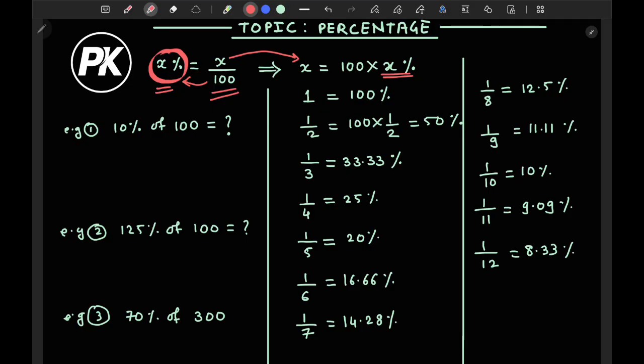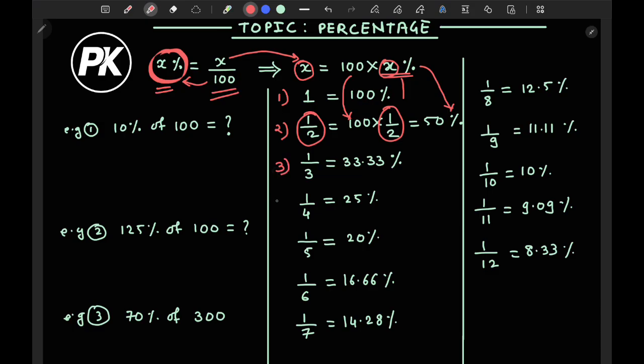Now using the same way, I have calculated what 1 means. So 1 is equal to, instead of x I have put just 1, 100 as it is, and x percentage is 1. So 100 into 1 is 100. So 1 is equal to 100 percentage. Similarly for 1 by 2, I have kept 100 as it is, and this x and this x are the same, so the same value 1 by 2 is kept here, and then I have calculated. So now it is coming in terms of percentage. This is very basic.